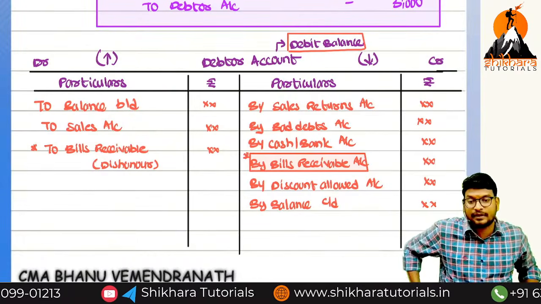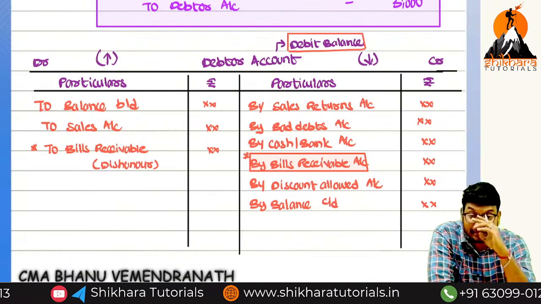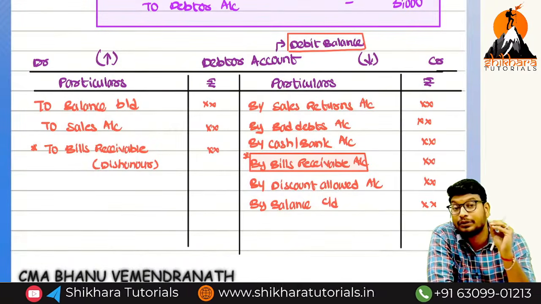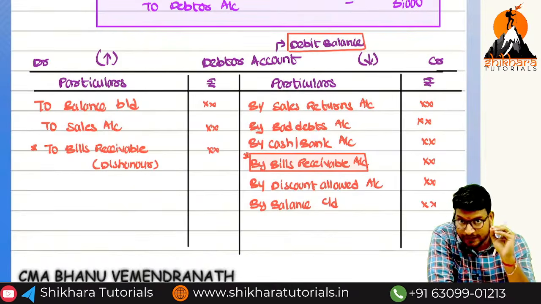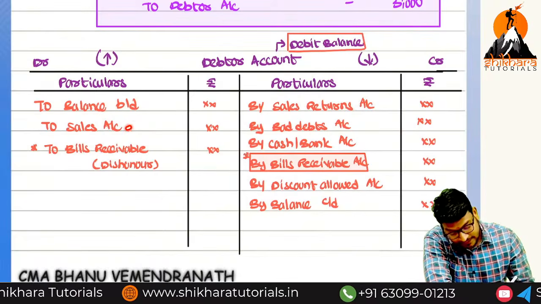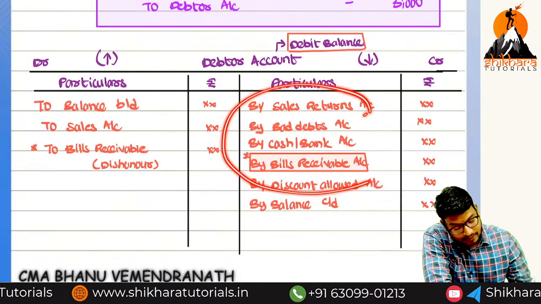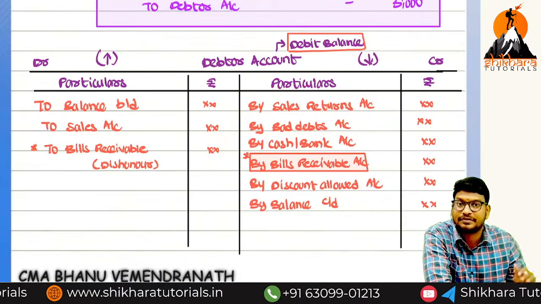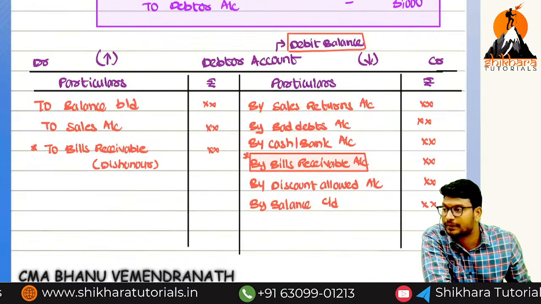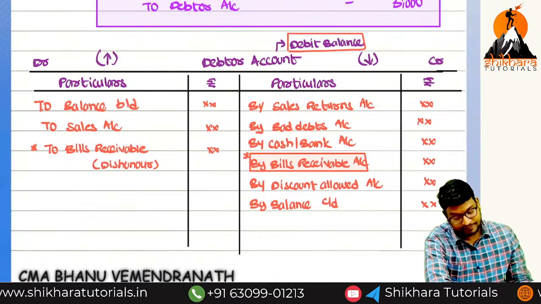So without the 2 points, I think you have got the clear picture about this debtor account. The debtor value will increase only in 2 situations. What are the 2 situations? Credit sales and bills receivable dishonor. For the remaining all the types of activities related to the debtor, the balance will be decreases. That is the reason we are recording on which side? Credit side. Okay, na guys?